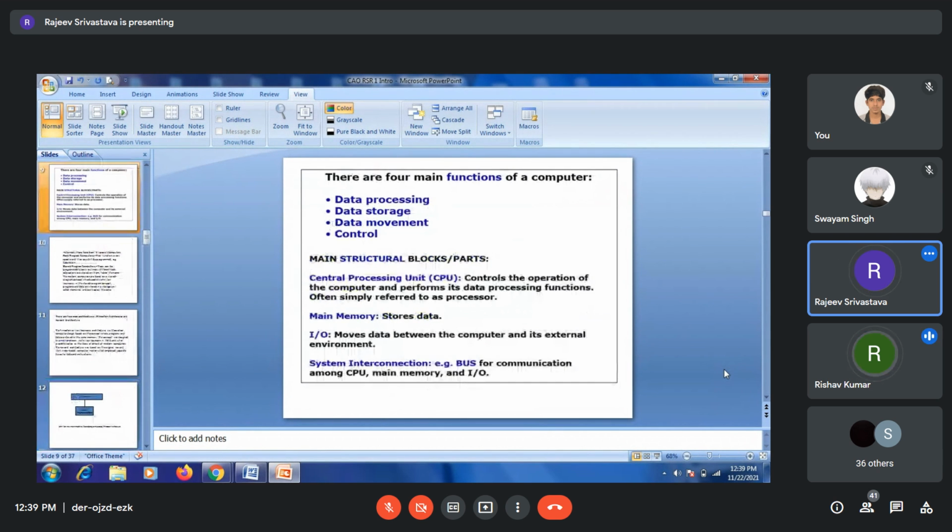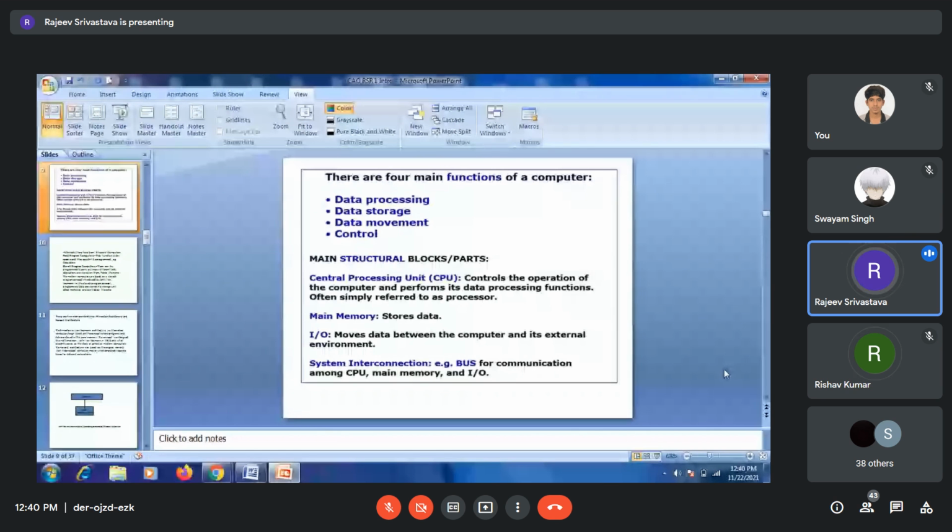Main functions of computer, they are the main functions but not limited to that. Data processing, that is, the data comes, it will do some processing depending upon the instructions. That means if you give add instruction, it will add the data. If you give subtract, it will subtract. If you give compare, it will compare the data. If you want to complement the data, it will complement. So this is the processing.